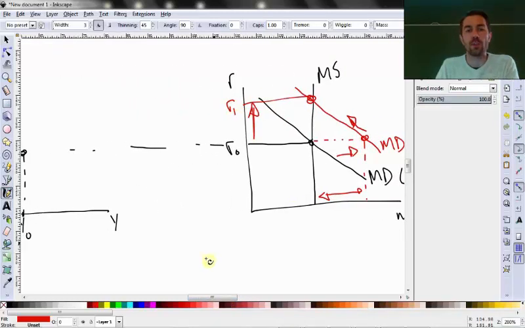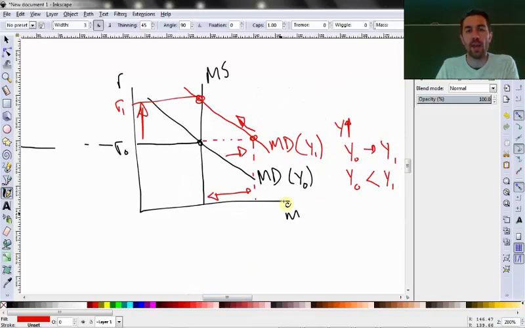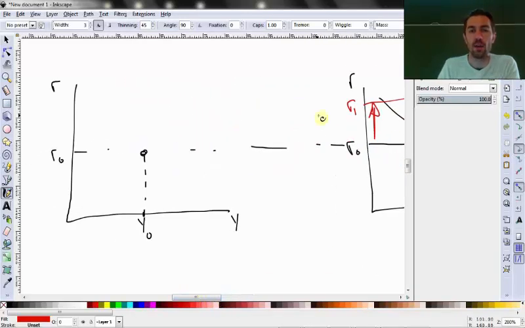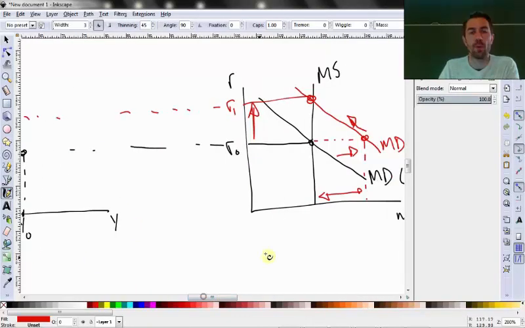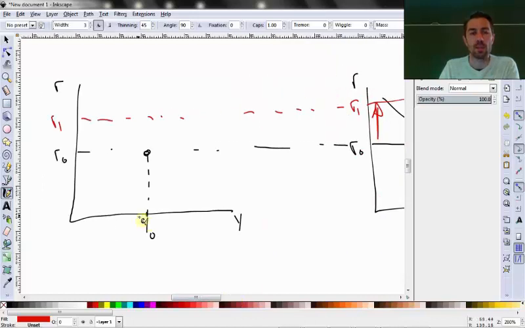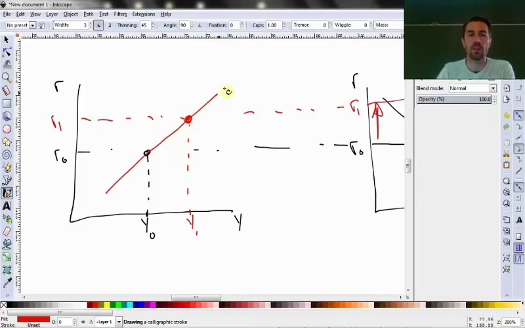Okay, so R1, our interest rate, goes up. So now what do we have? Well, we have a higher level of output associated with a higher interest rate. So if we now plot our interest rate R1, the level of output that it corresponds to as an equilibrium point in our money market is higher than Y0. It's some level Y1. Righty-ho. Now we've got our upward sloping relationship. Here's our LM curve.